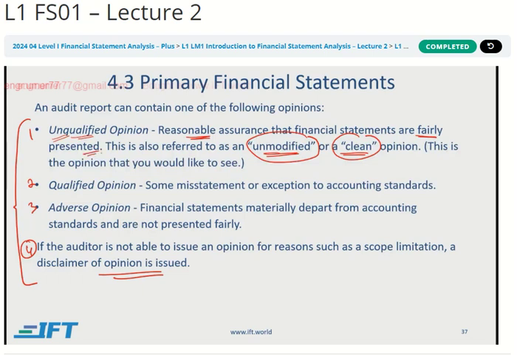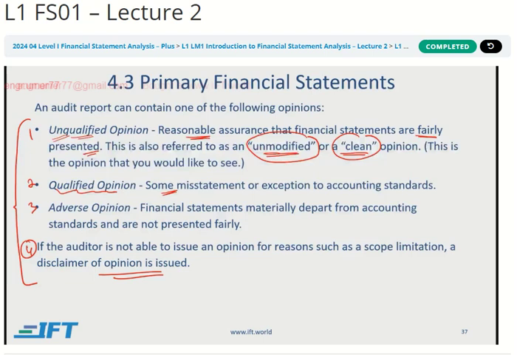Now, if the auditors notice something a little bit out of the ordinary, what they will say is that we are giving a qualified opinion, which means they believe there is some, not a lot, but some misstatement, and they will also indicate the area in which they believe there is some misstatement.